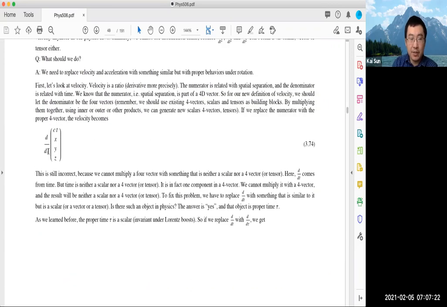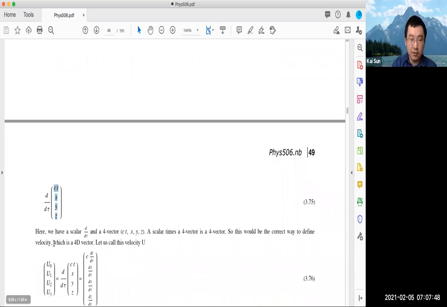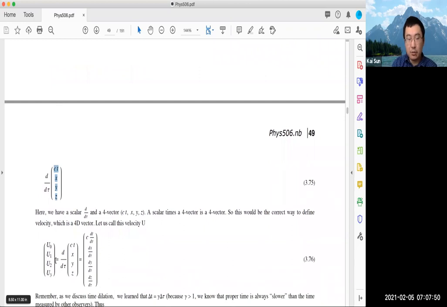Proper time is very similar to time. They only differ by a factor gamma. This gamma is the Lorentz boost factor. It's very similar to time, but it becomes a scalar. So if we replace time with proper time, this proper time derivative, then this whole thing becomes a scalar times a vector. And a scalar times a vector we know is a vector. So this is a 4-dimensional vector. And this 4-dimensional vector is very similar to the velocity we defined in Newton's mechanics, but it is a real 4D vector. Sorry for that.